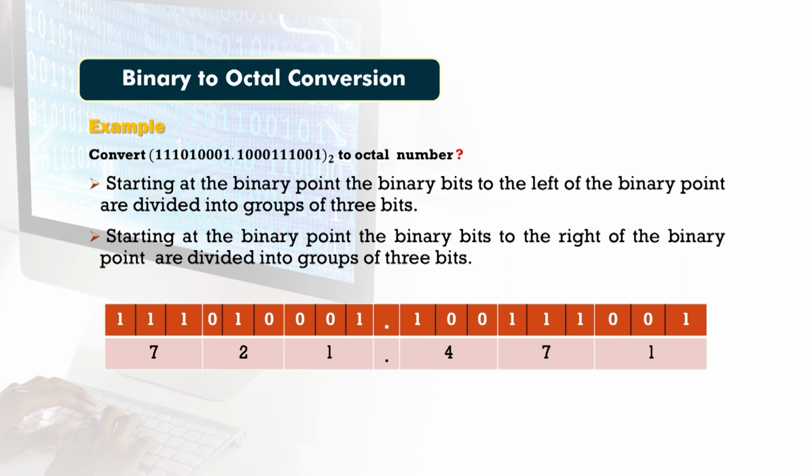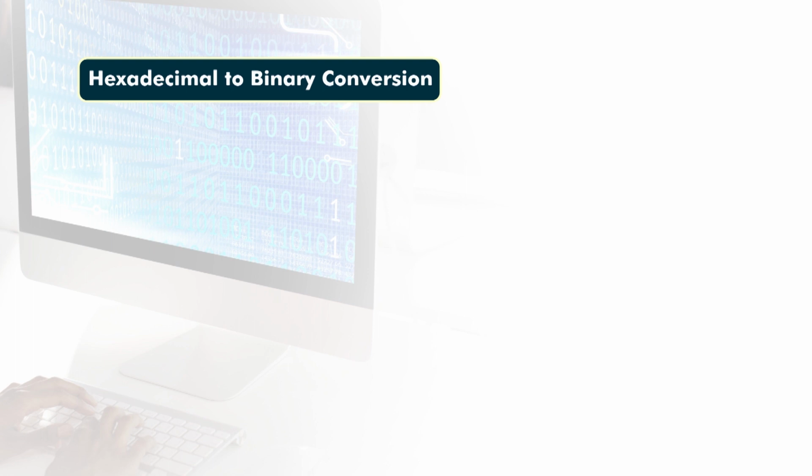If you see, you have clubbed the first 3 bits 001, so that number is 1 in the octal system, and then we have 010, that is the octal number 2, and the last is 111, that is the octal number 7. Similarly, how do we convert the fractional part of the binary number into octal? Starting at the binary point, the binary bits to the right of the binary point are divided into groups of 3 bits. After the binary point, 100 indicates 4, then 111 indicates 7, and then 001 indicates the octal number 1. So, what is the octal conversion now? 721.471.